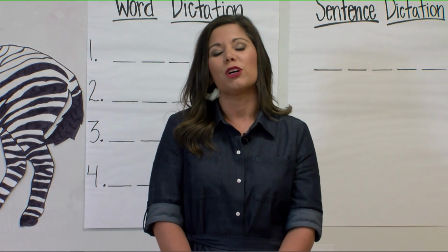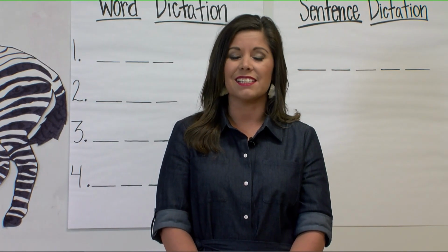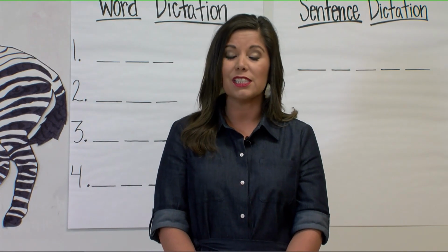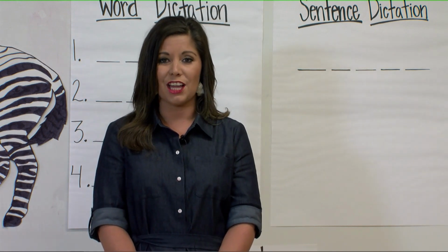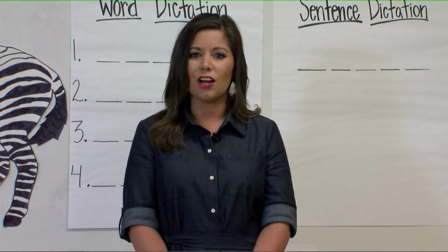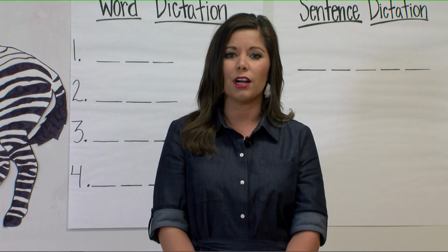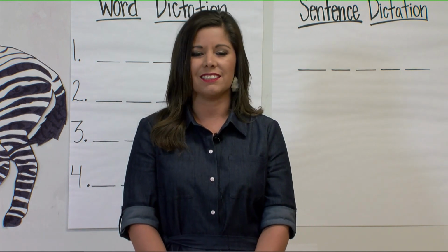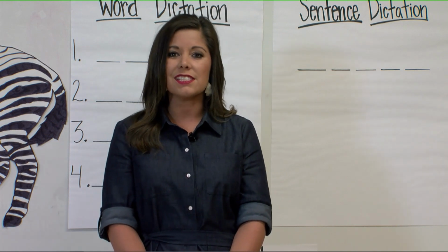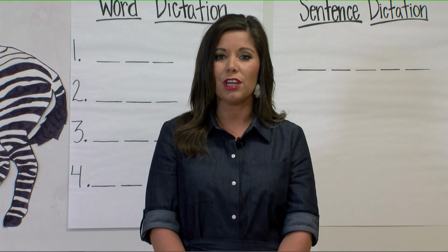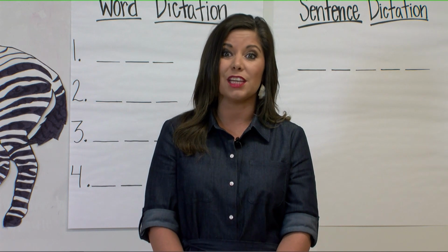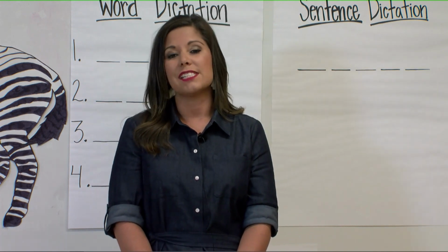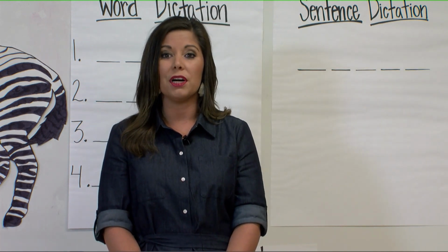The sound that we're going to be working on is the Z sound. You will be able to read and spell words with the Z sound. Now, when I make that sound, my tongue is touching the top part or the back part of my teeth. I want you to make that sound with me. Z. Awesome job. Now, the Z sound is also the sound that you hear at the beginning of the word zebra. And also, it's the sound that you hear at the end of the word buzz.